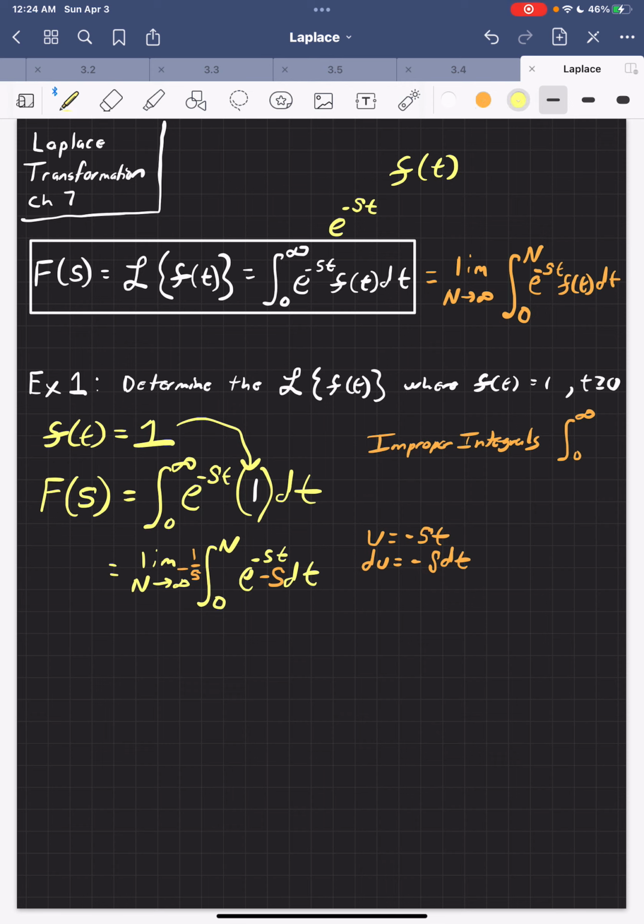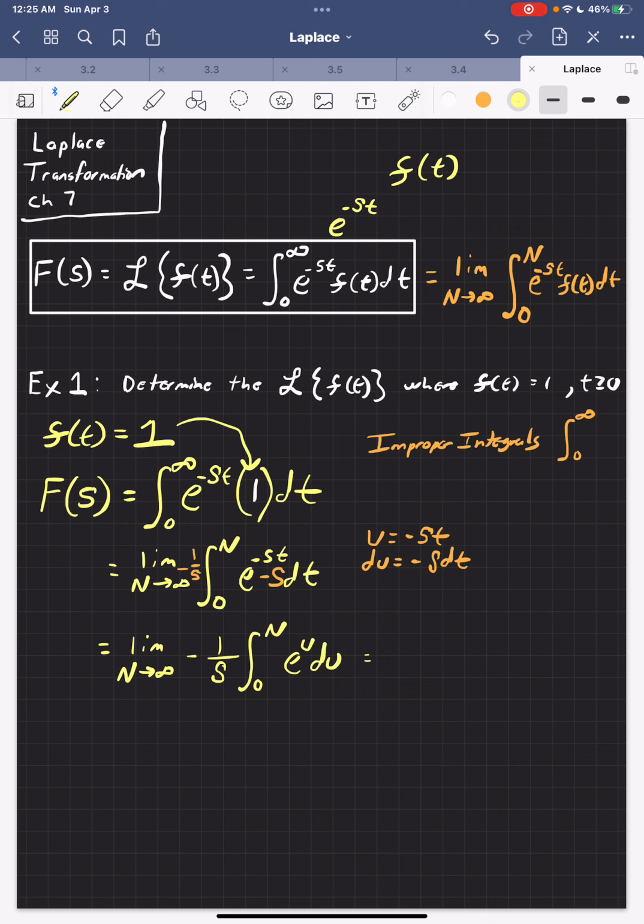So what does that look like? Now I've got the limit with n going to infinity of negative 1 over s, and now we're integrating from 0 to n. And there it is. We just have e to the u du.